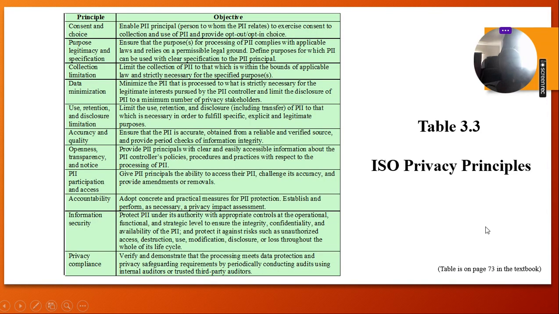Now let's move on quickly. Here is table 3.1, which is the ISO privacy principles. These principles look at consent and choice, purpose, data minimization, use, retention, and so on and so forth. They look at accuracy and quality, openness, transparency and notice, PII participation and access, and accountability, information security, and privacy compliance.